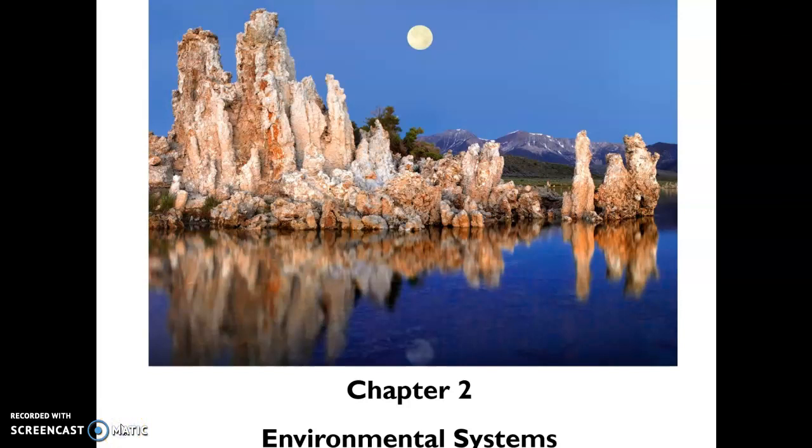Chapter 2 is about environmental systems, and they start with a case study of a lake in California known as Mono Lake. It's a terminal lake, which means water flows in, but water doesn't flow out from it. And in the early 1930s and 40s, it wasn't really considered a very valuable asset or resource to humans because there weren't any fish in the lake. There were just fly larvae and brine shrimp, which are very tiny little organisms.